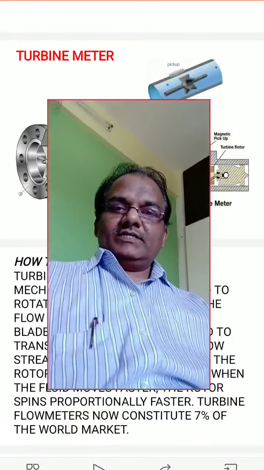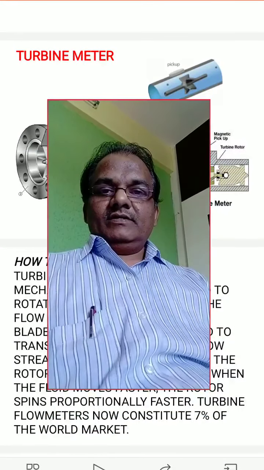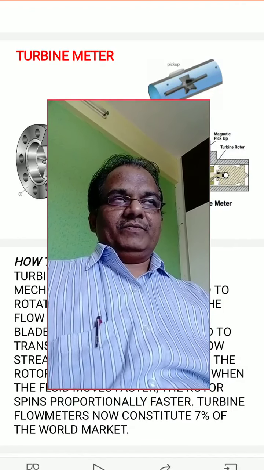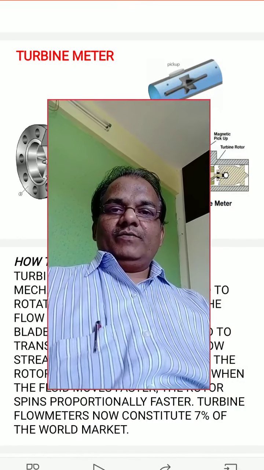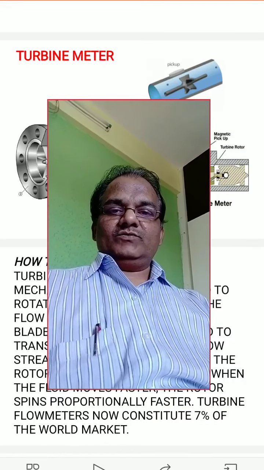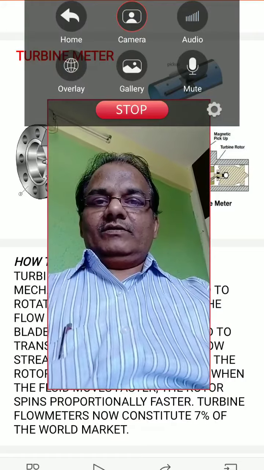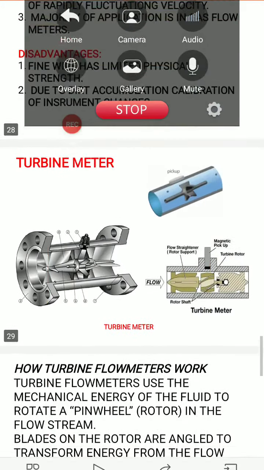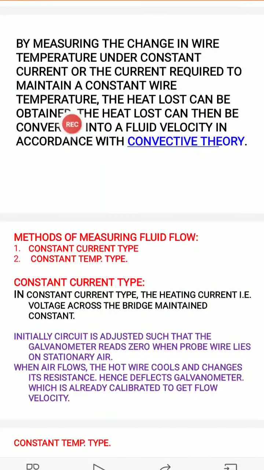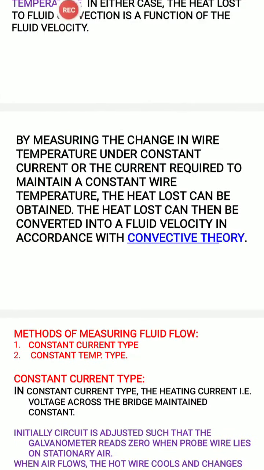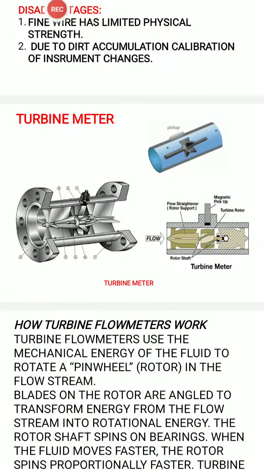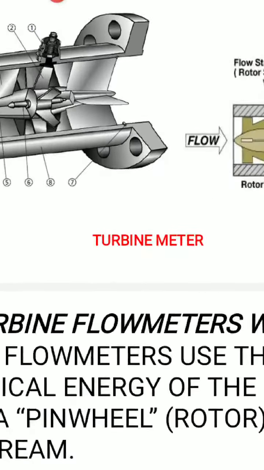Today we are going to discuss two devices which are typically used for measurement of flow velocity, fluid velocity or the discharge. One is the turbine flow meter and the second one is ultrasonic flow meters. These two devices we are going to discuss today. So here we are observing the turbine meter. We are referring to the sketches first.